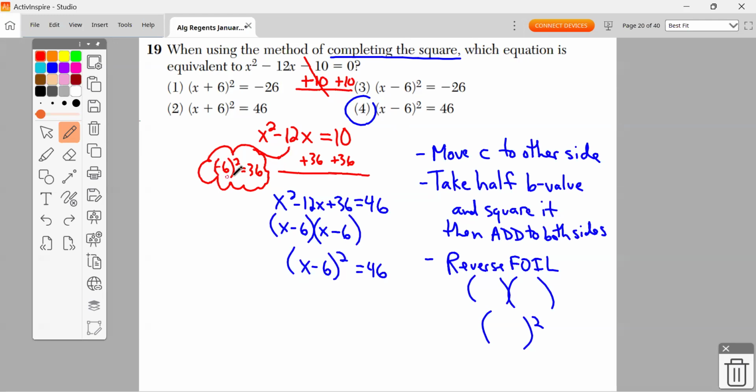-6 squared. If you type that into the calculator, you have to have parentheses. Otherwise, you'll get -36 instead of the correct answer, which is 36, because that's really -6 times -6. When we go and do that, we get this trinomial. 10 plus 36 is 46. Do reverse FOIL. What times what is 36 that adds up to -12? It's -6 and -6. I can simplify that a little bit by saying x minus 6 squared. And that matches choice 4. You don't even have to solve the rest of the problem.